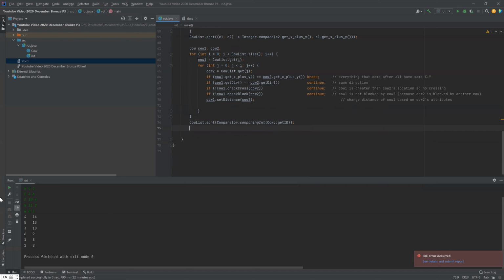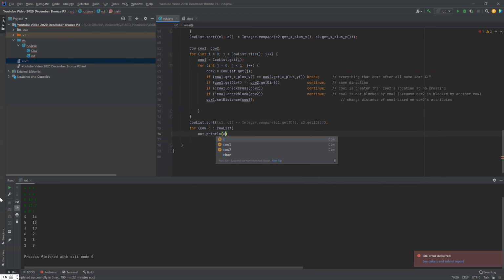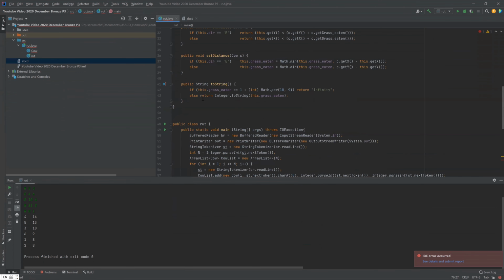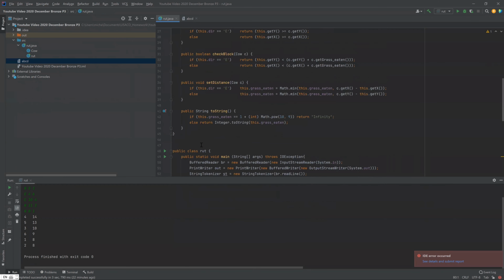So now let's print it out. I prefer this syntax, but now that I sorted it, now for cow C in cow list, they're sorted by ID. Now I print out the information, which is this toString: if it's still infinite, I'll put infinity. Else I'll put however much grass it has eaten. And now I close, and that's it. 80 lines of code, and that's it.